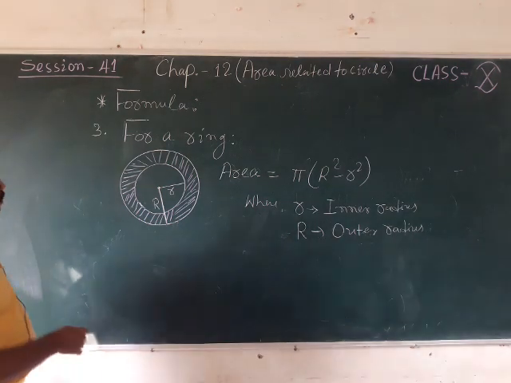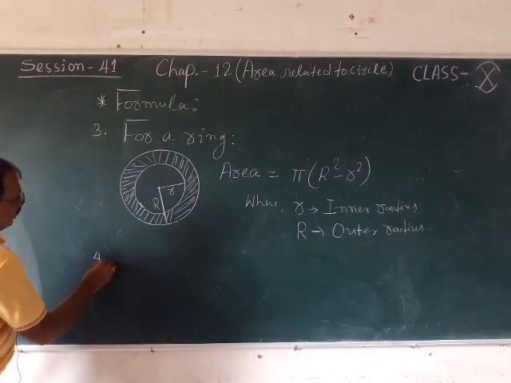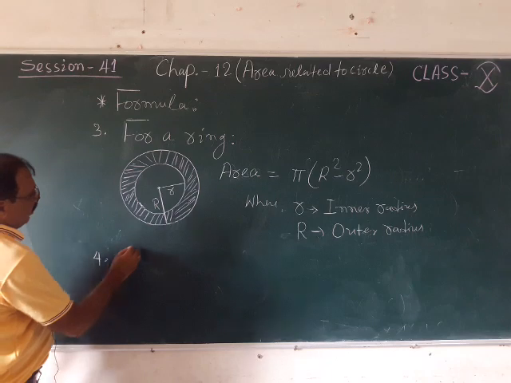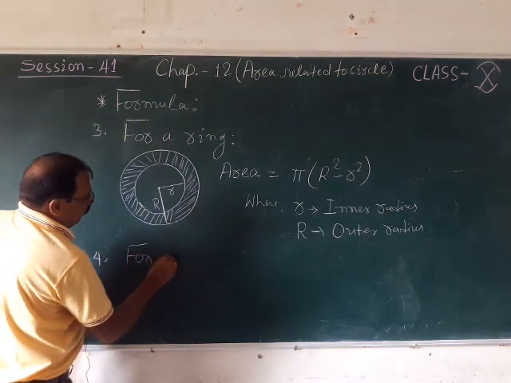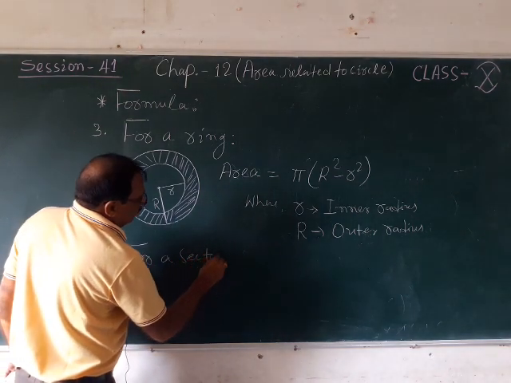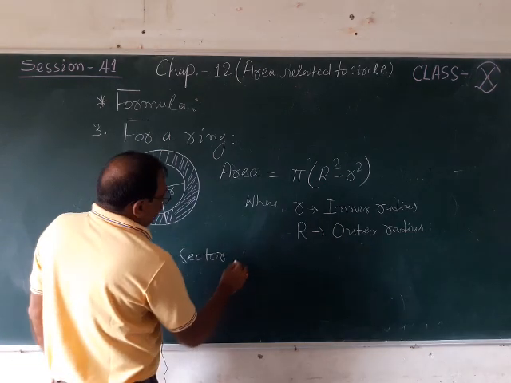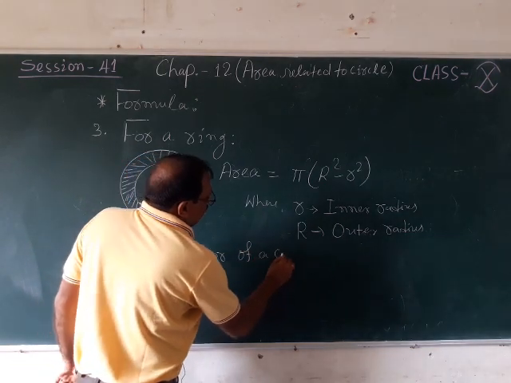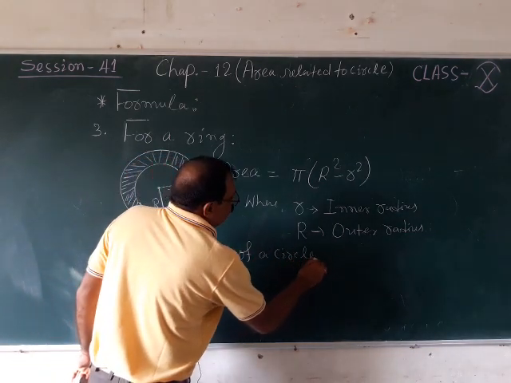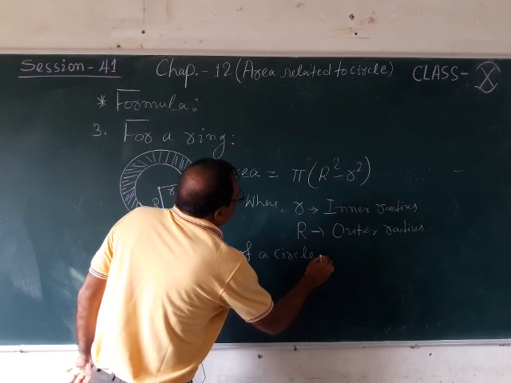Then I am talking about fourth number thing, the sector of a circle. For a sector of a circle, here what I am going to talk about, a sector. Have you seen the sector?